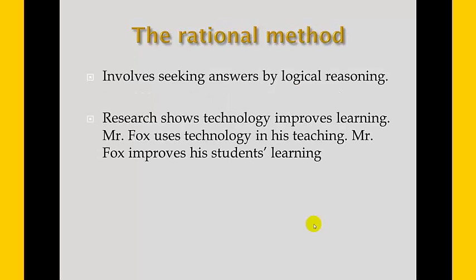The next method is the rational method. The rational method is based on logical reasoning. For example, if a research shows that technology improves learning, and if Mr. Fox uses technology in his learning, we expect that Mr. Fox is successful in his teaching. That's not based on research. It's just a logical reasoning that we use to make our own conclusions.